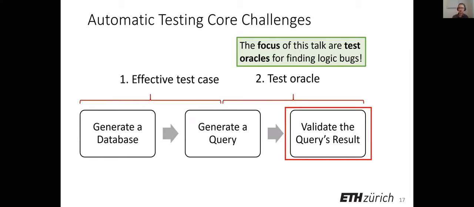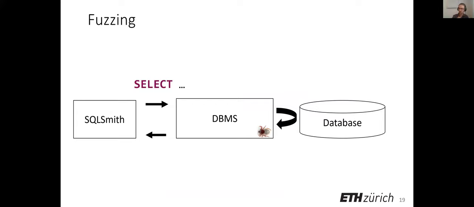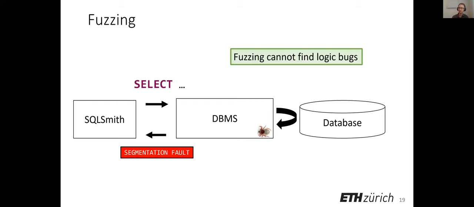What I want to focus on is how we came up with, or how we propose, test oracles for finding logic bugs. So basically, what is a test oracle? A test oracle for a given input determines whether the system works as expected. Now, what applicable oracles could we consider when trying to test for logic bugs? If we use a random query generator like SQLsmith that generates a query that is sent to the database management system, then this might trigger a segmentation fault or some other internal error. But fuzzing, unfortunately, cannot detect logic bugs because these go undetected by fuzzing.